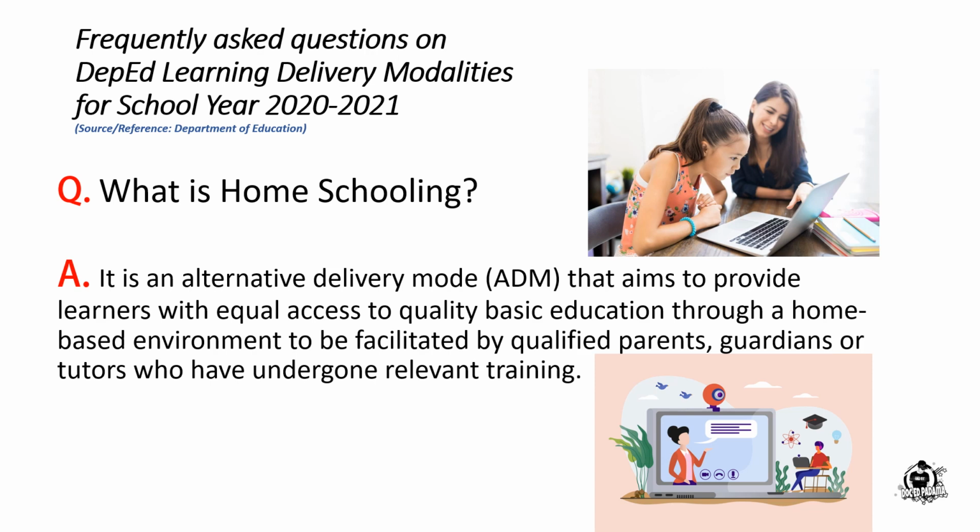So in this type of modality, learning takes place at home, facilitated by people who have undergone relevant training in education. And again, I would like to emphasize that even before the pandemic, homeschooling has already evolved into two types, which is F2F and online. So this may take place personally or face-to-face with a tutor or a teacher, or it can also be done online, through the use of the internet and gadgets that were discussed earlier.